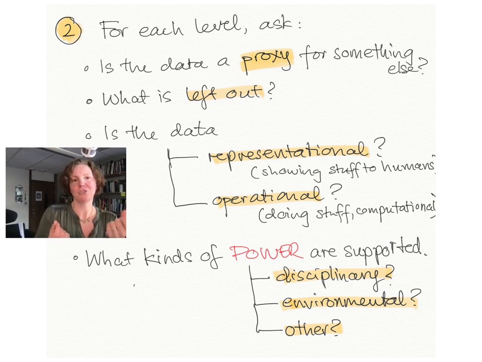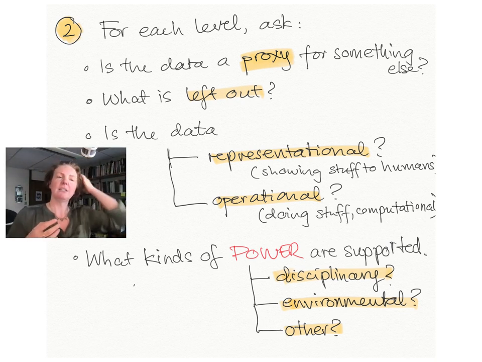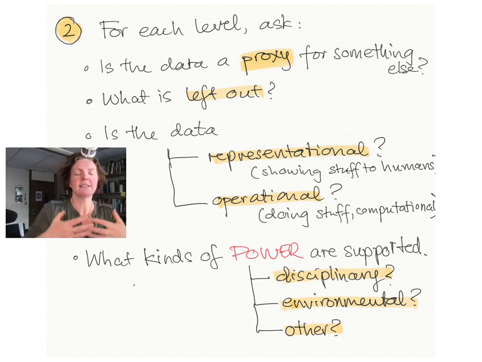What's being left out? You can be sure that if data has been collected, then something is not being collected. So what are those things that are not collected? What's not shown in your data sample here? Is the data at this level being used in a representational way? That is, is it showing stuff to humans? Or is it operational, so doing stuff, being computed in some way? And what kinds of power are supported at this level? Disciplinary power, environmental power, maybe other kinds of power altogether.